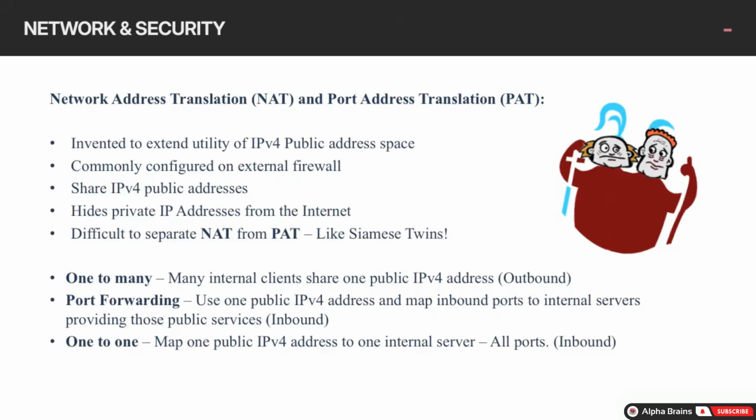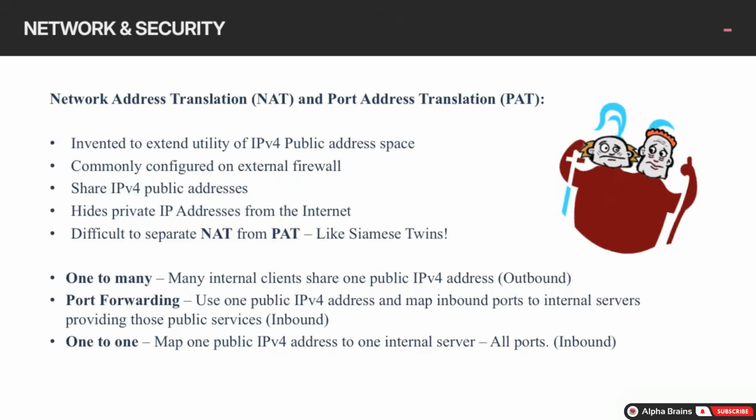Problem is, those public addresses were consumed very quickly, and we started to run out of public IP addresses. So NAT and PAT were invented to help extend the lifetime of IPv4 by sharing one or more public IP addresses amongst perhaps hundreds or even thousands of users on the public internet. So instead of needing hundreds or thousands of public IP addresses, they all can share one or two public IP addresses, minimizing the need for so many public IP addresses and extending the availability of those public IP addresses.